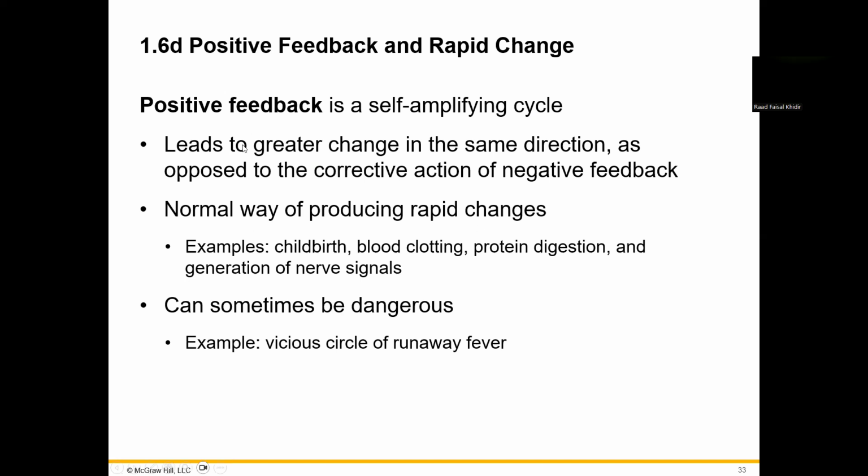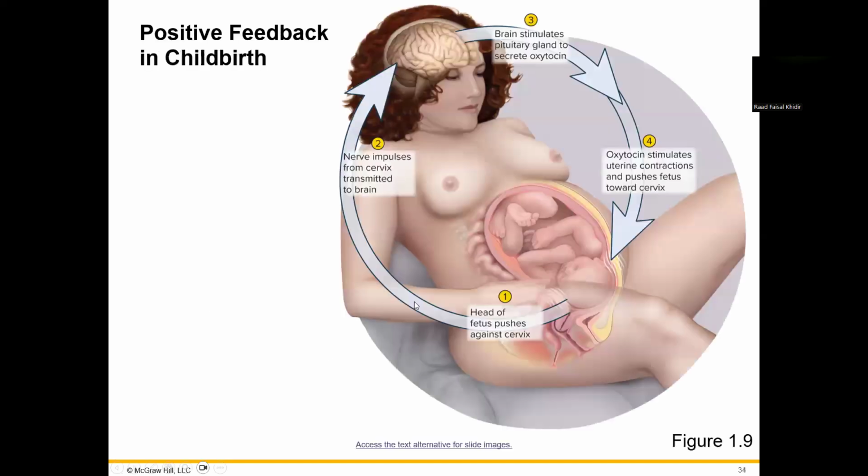So the positive feedback is a self-amplifying cycle. We said an example of that is childbirth, blood clotting. Another example is the runaway fever. So the fever keeps on. That's why for fever, you need to put a cold pad, not very cold, just to absorb the heat from the brain to the pad.